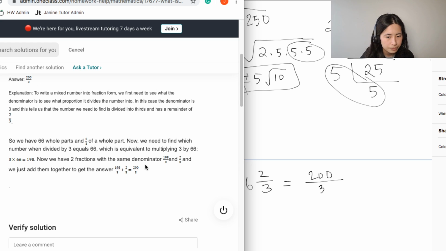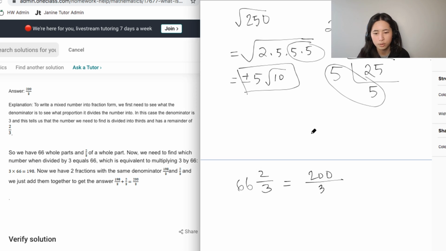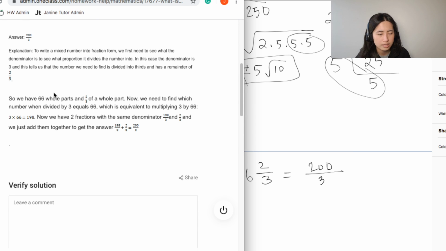So let's see what they wrote. Okay, so they're saying that in order to write a mixed number in fraction form, we first need to see what the denominator is to see what proportion it divides the number into. In this case, the denominator is 3, and this tells us that the number we need to find is divided into thirds and has a remainder of 2 over 3. Okay, so in my opinion, just multiply this, add 2, and you get the numerator. Simple as that. Then it says, so we have 66 whole parts and 2 over 3 of a whole part. Now we need to find which number when divided by 3 equals 66.